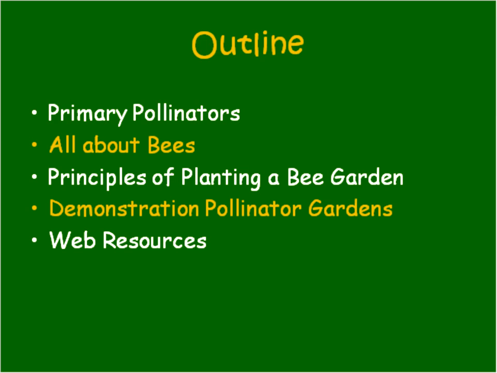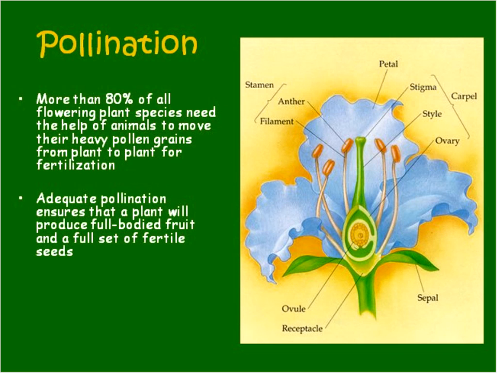So what we're going to do is just talk a little bit of a general overview of pollinators, and then we're going to focus in on bees, and we'll explain why a little bit later, and then talk about the principles of planting a bee garden, and then I'll tell you a little bit about some of the work I've done here in Chatham County with demonstration gardens, and then we'll finish up by looking at some of the web resources that I've pulled together.